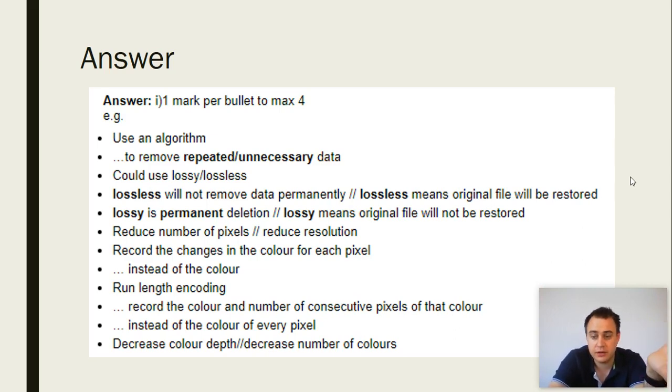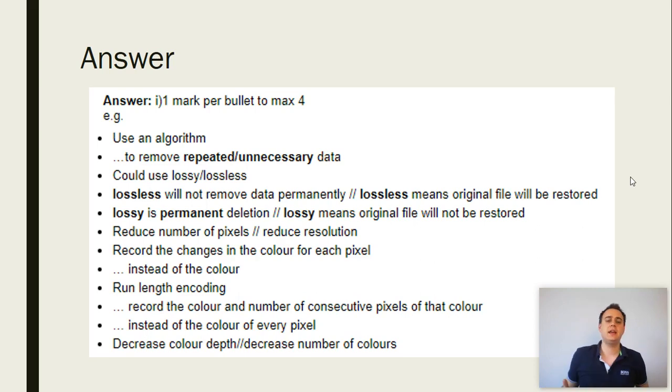Run length encoding, you could have used that in your answer. An example of lossless compression is run length encoding. This is used to record the number of consecutive pixels of that color instead of every single pixel. You could have also said that with lossy, you can decrease the color depth.